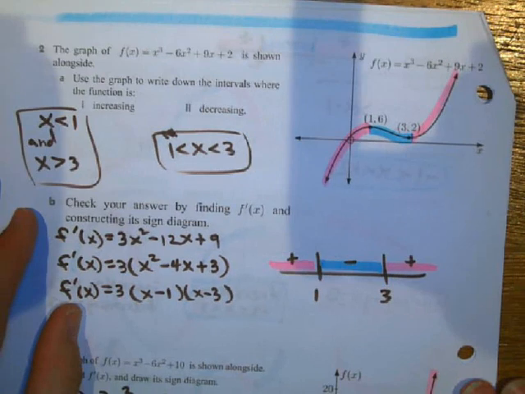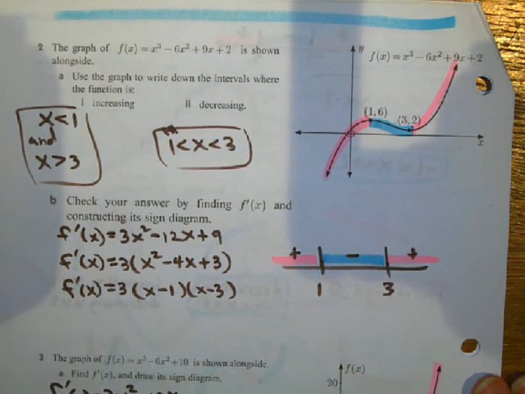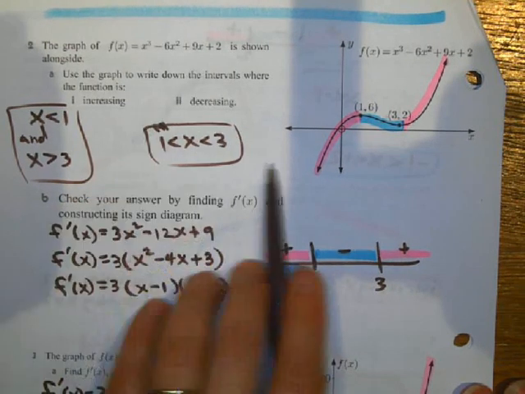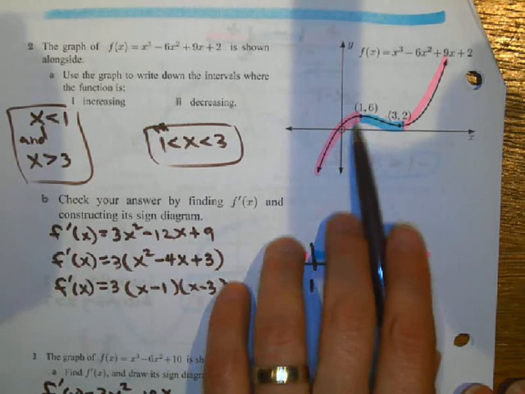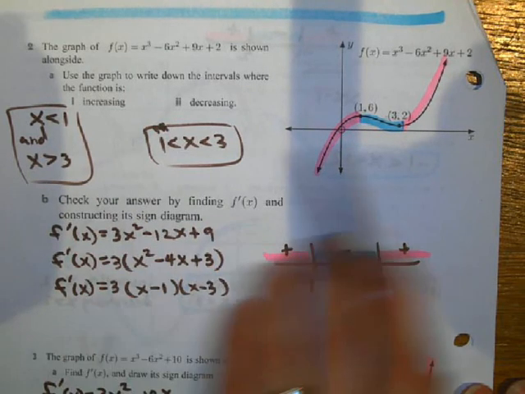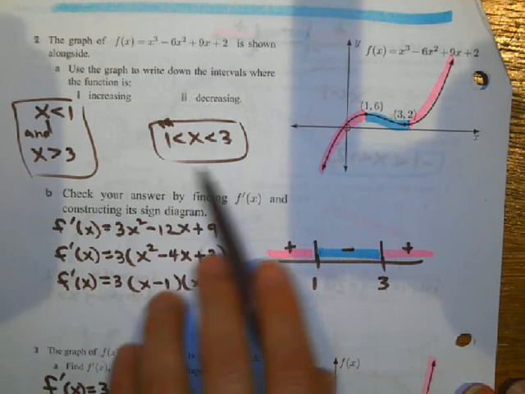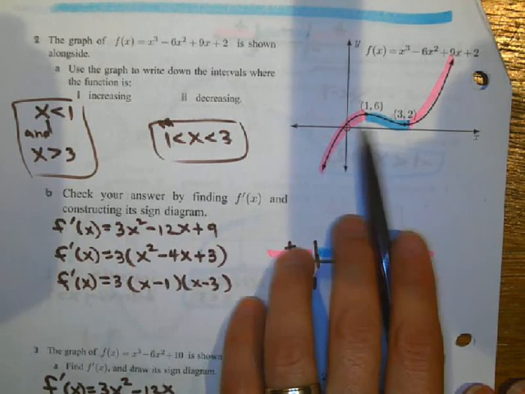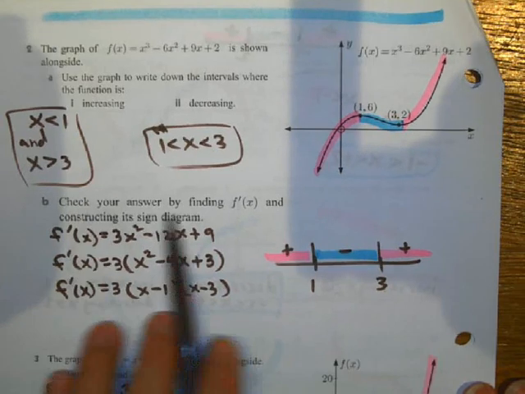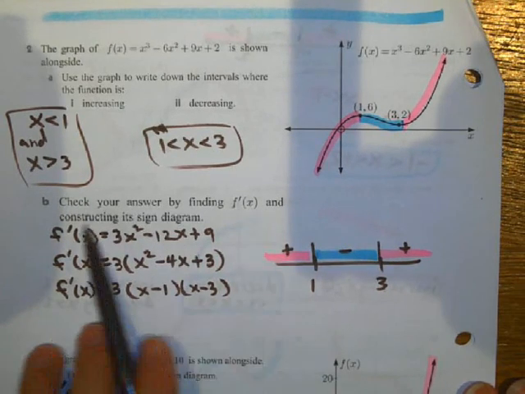Okay, so here I've got the function. Look at the graph. Tell me when it's increasing and decreasing. So it's increasing when x is less than 1 and when x is greater than 3, and it's decreasing between 1 and 3. Now, check your answer by taking the derivative and constructing a sign diagram.